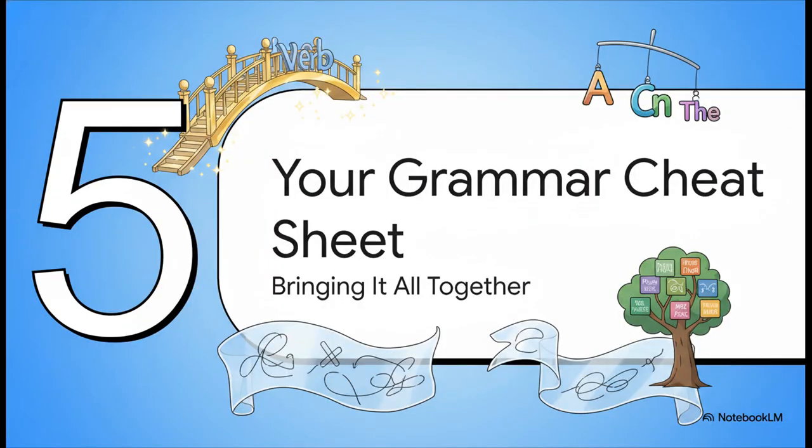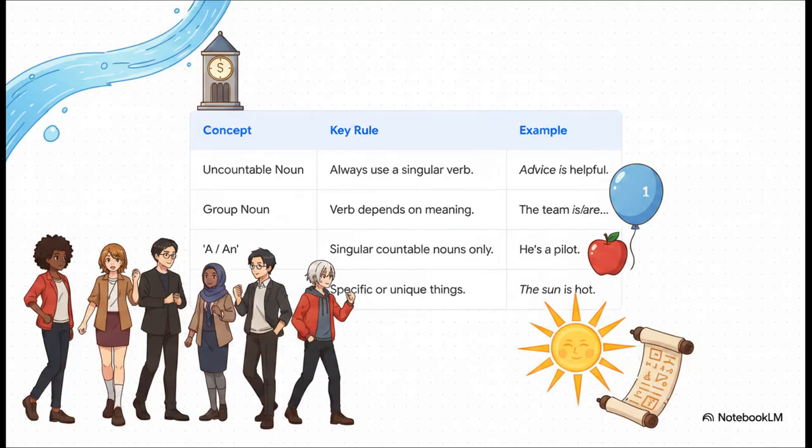Whew, I know that was a lot, but don't you worry because we're about to pull it all together into a simple, powerful summary that you can use anytime. Okay, here it is, your grammar cheat sheet. Let's quickly run through it. First up, uncountable nouns, always a singular verb. Advice is helpful. Second, group nouns.